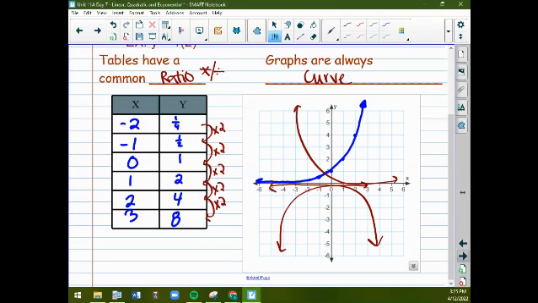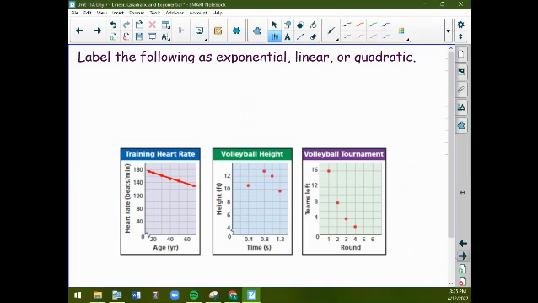Okay? So we're going to look at these three, and we're going to label them as exponential, linear, or quadratic. Well, this first one is a straight line, so this is going to be linear. The second one, if we think about what we've got, it goes up, comes back down, that would be quadratic. And then lastly, it is coming to a curve so far, so that is going to be exponential.